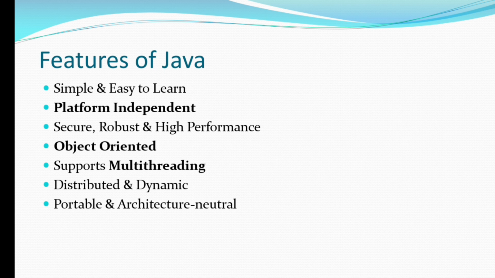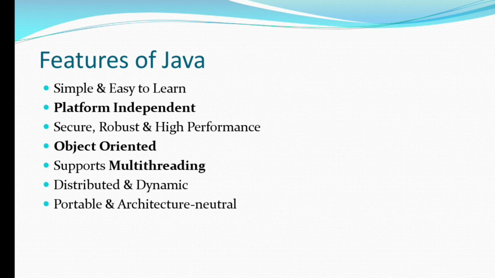Distributed and dynamic. We have a dynamic feature, like we can change our input, we can give input at runtime, we can get output for different inputs. Portable and architecture neutral. Here portable means we can share our code to any other system. That is nothing but a portable feature. Architecture neutral means we have an architecture neutral.